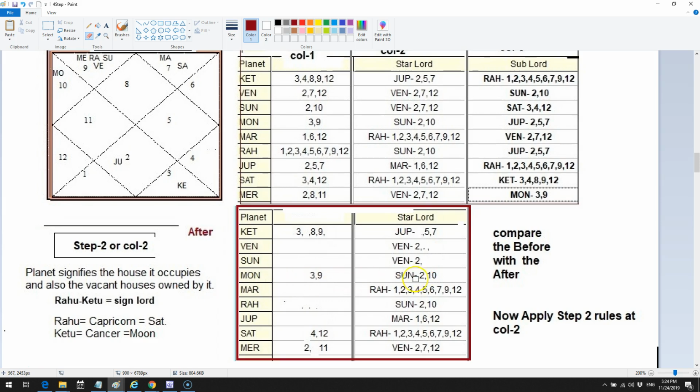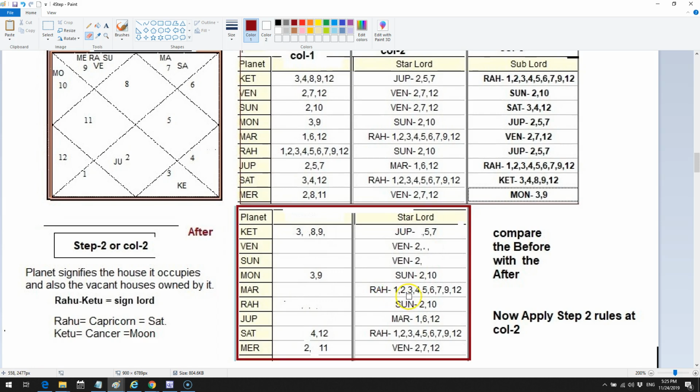The Moon is in the star of Sun. Sun is in the 2nd, so 2nd we will retain. The 2nd house we will always retain, wherever the planet is, in which house, irrespective of whether there are other planets or not. So 2nd house we will keep, and the other house owned by Sun is the 10th house. There are no planets in the 10th house; it is vacant. So we will keep the 10th house.